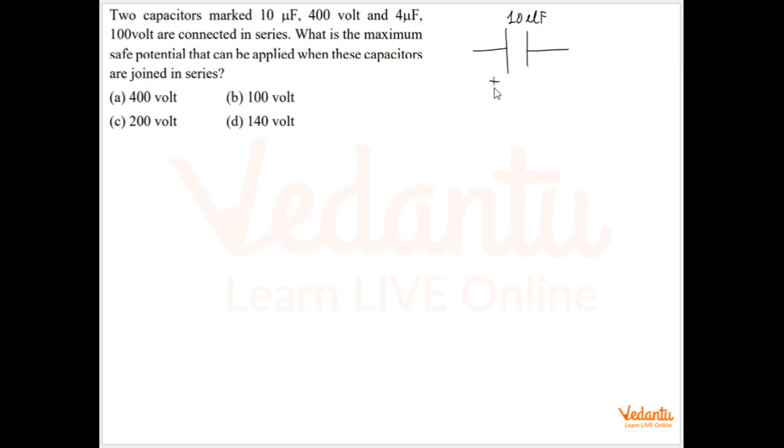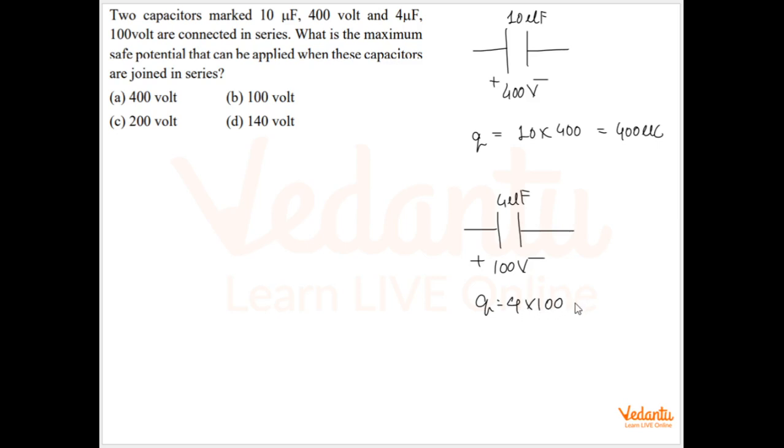Now beta, if I connect this 10 microfarad capacitor to 400 volts, the charge on that capacitor will just be 10 into 400, that will be 4000 microcoulombs. And my dear bachcha log, if I connect this 4 microfarad capacitor to 100 volts, the charge on that capacitor will be 4 into 100, that will just be 400 microcoulomb.